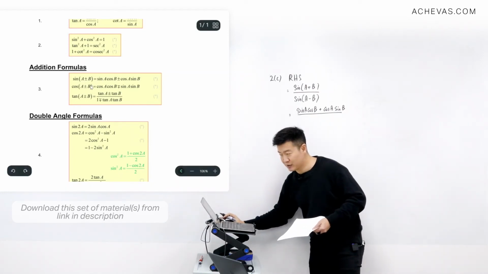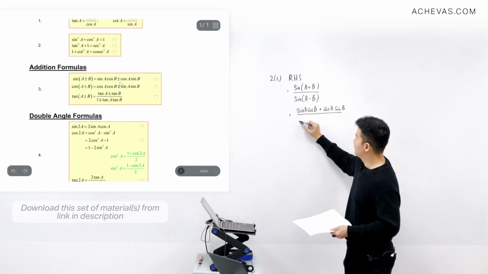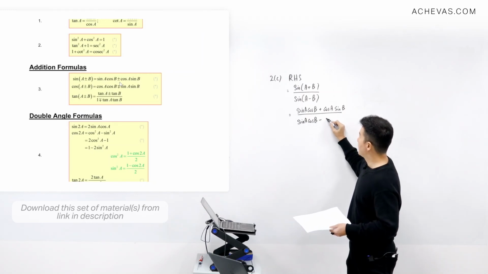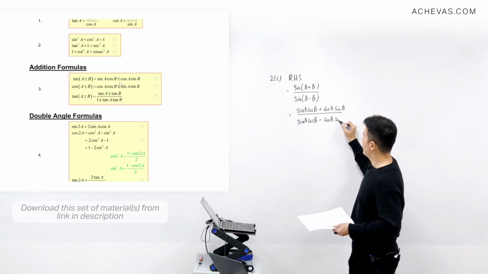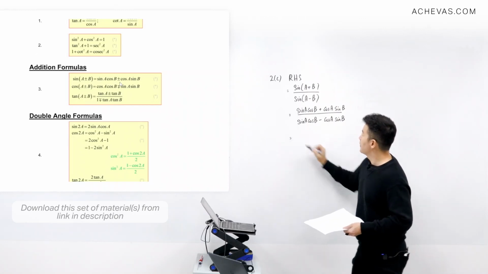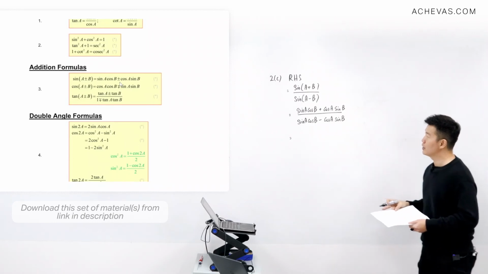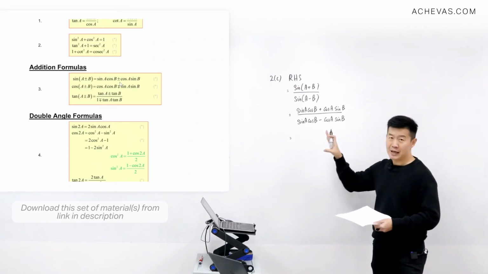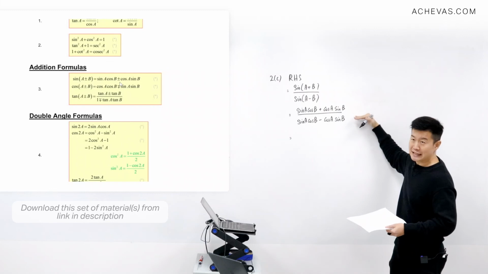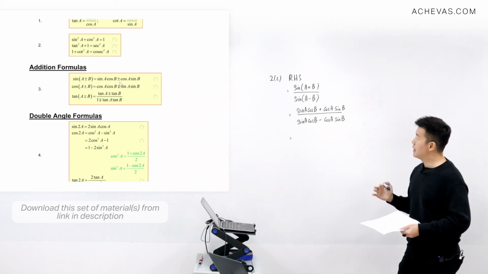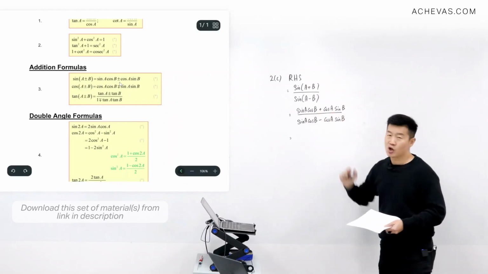So I'm using the symbol that is at the bottom, so I'm going to synchronize that for here also. So the denominator will be sine A cosine B minus cosine A sine B. And what I'm going to do next is divide both the numerator and the denominator by cosine A cosine B.